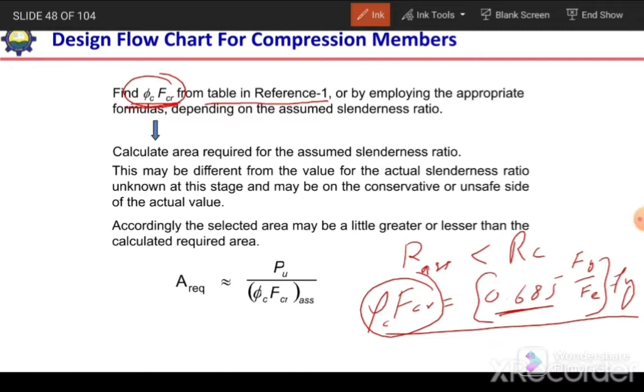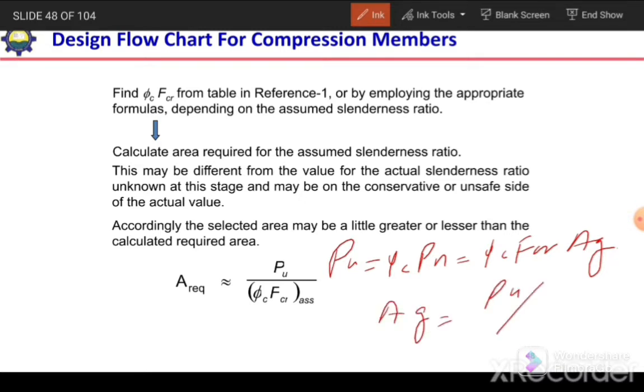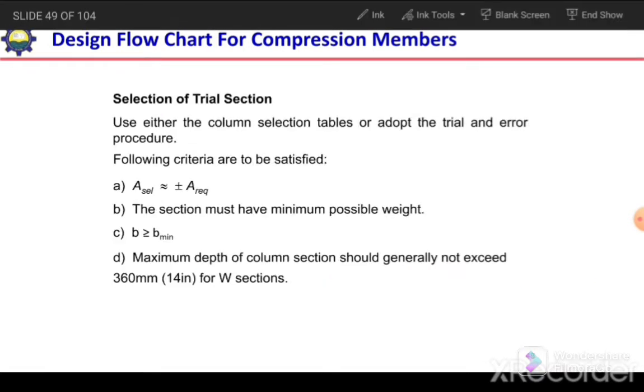So once we have the phi c Fcr value, we can calculate the area required, because we know phi c Pn is equal to phi c Fcr Ag. So it should be equal to Pu, the applied load. So we can write that Ag is equal to Pu over phi c Fcr. So from here we can calculate the required area. Once we have the required area, we also need to calculate the minimum b.